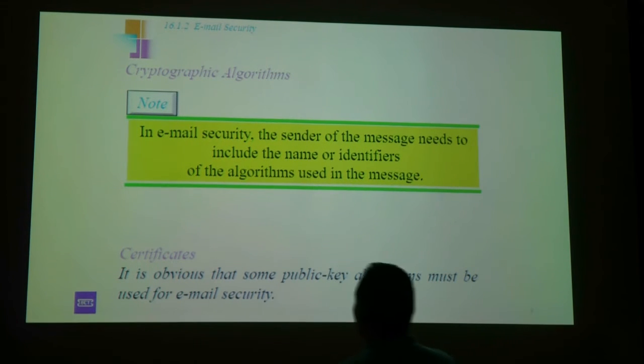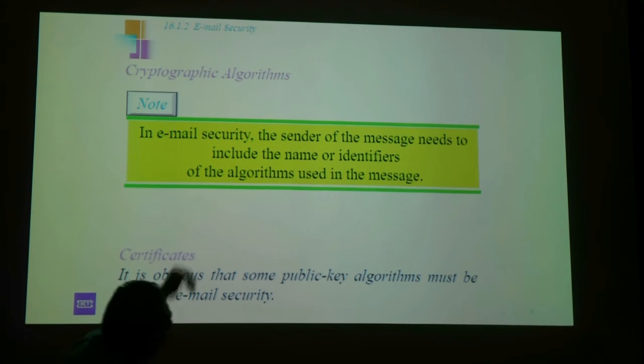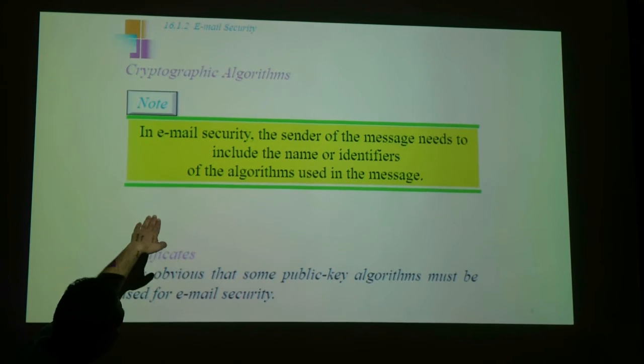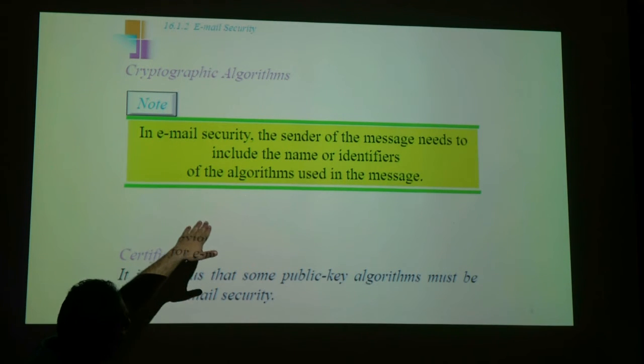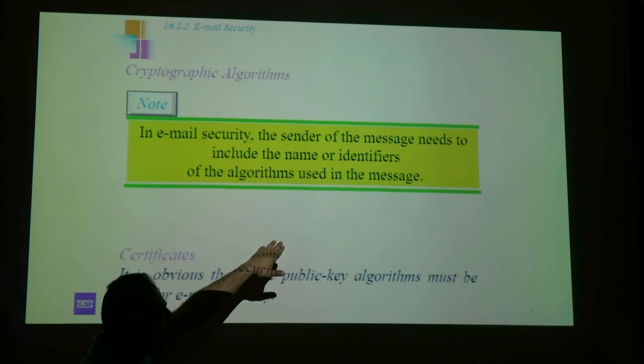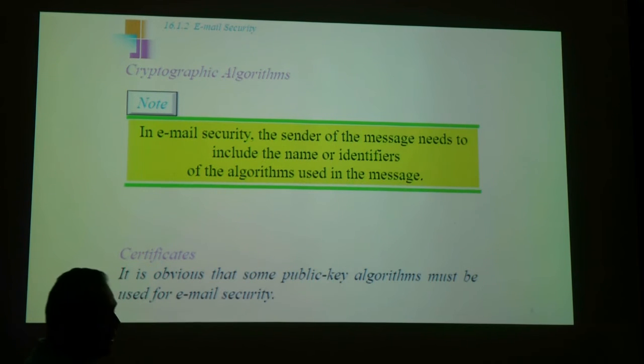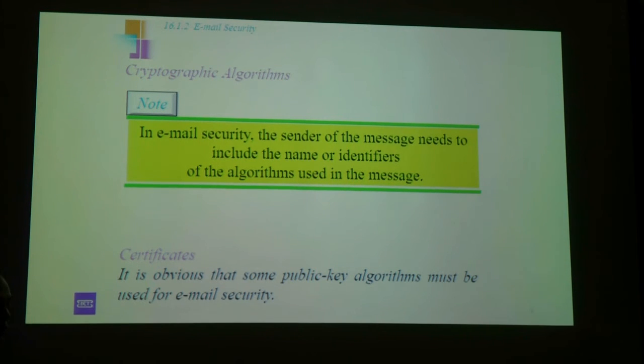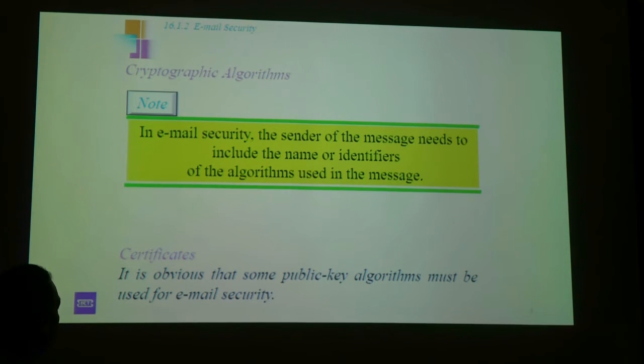It's very simple. So in email security, the sender of the message needs to include the name or identifiers of the algorithms used in the message. All right. So far we just spoke about a plain text message. We did not talk about encryption or decryption in there. Okay.